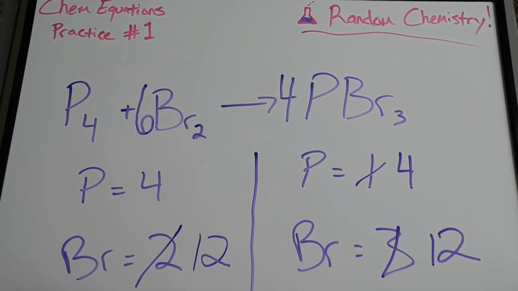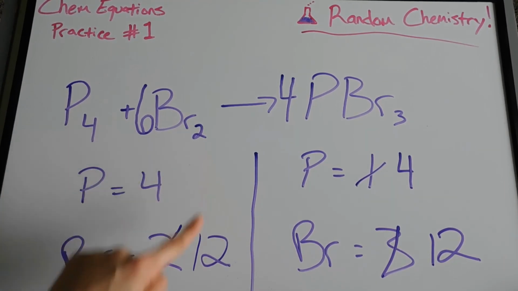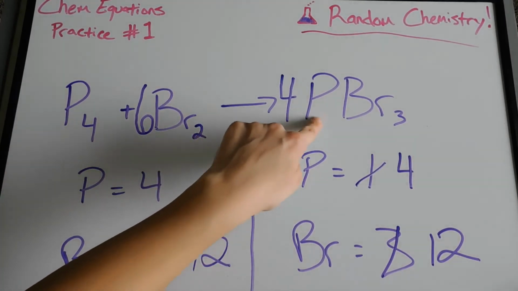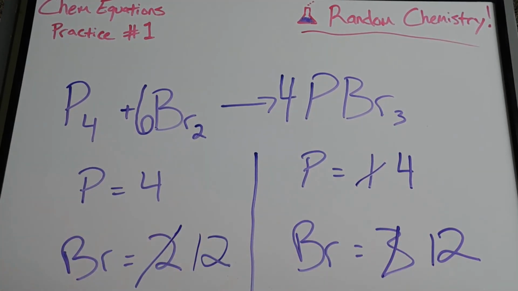Now let's double check our work. 4, 6 times 2 is 12. 4 times 1 is 4. 4 times 3 is 12. This chemical equation is balanced.